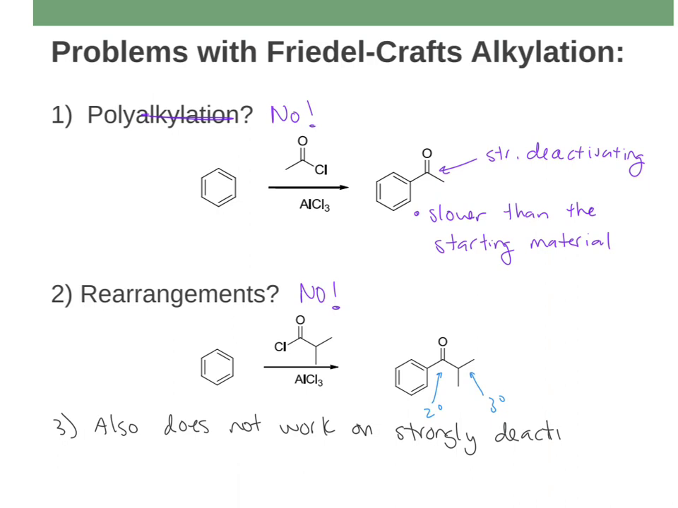So if your ring already has a nitro group or a carbonyl or something already on it, it's not going to work. So strongly deactivated rings, we're just going to say no reaction. And what's going to happen is that when we start doing synthesis reactions, we're going to have to start thinking, okay, if I need to do a nitration and a Friedel-Crafts alkylation or something like that, I need to do the alkylation first and the nitration second.